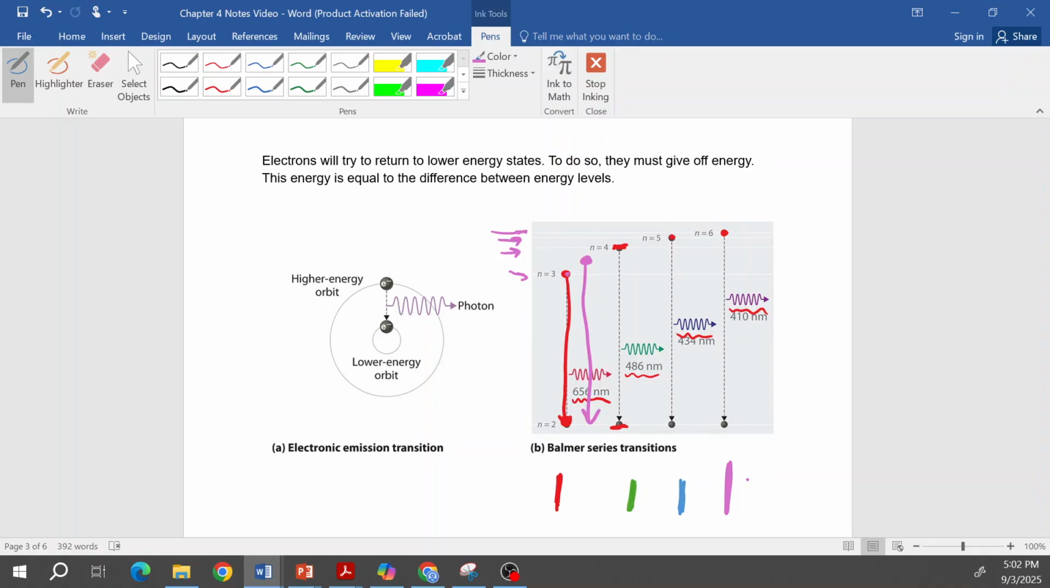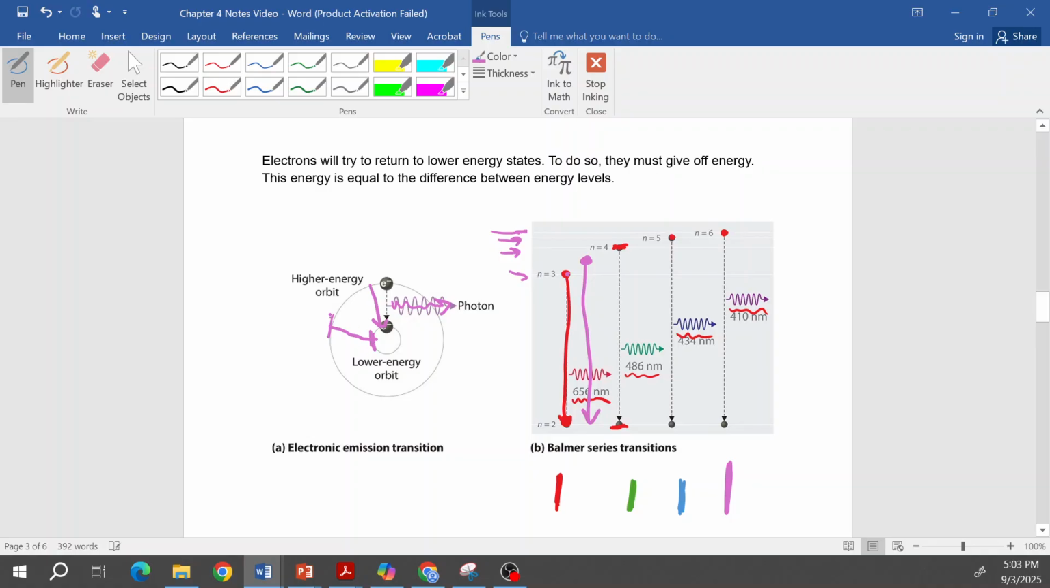The main idea: as an electron drops from a higher energy level to a lower energy level, it has to give off that energy. That energy can't just disappear. So when it does so, it sends out a photon, and that photon has a specific amount of energy, which is equal to the difference between these two levels.